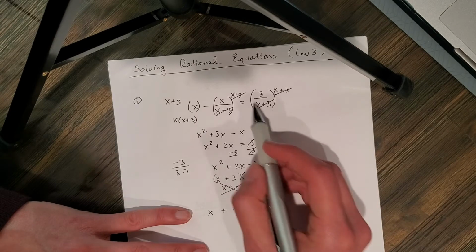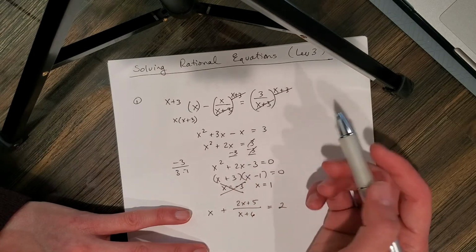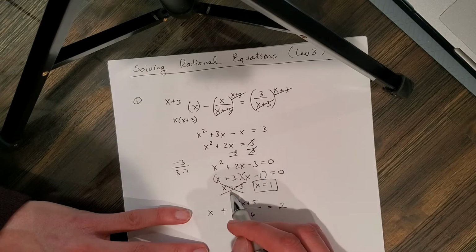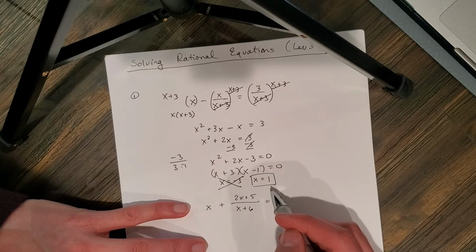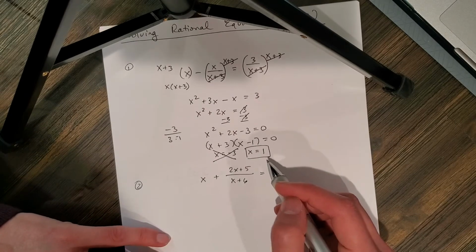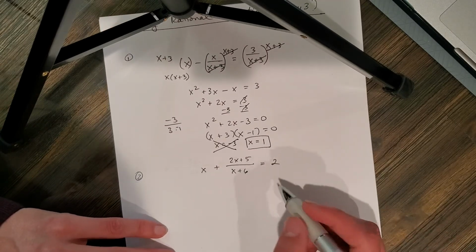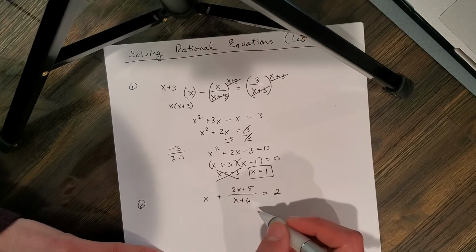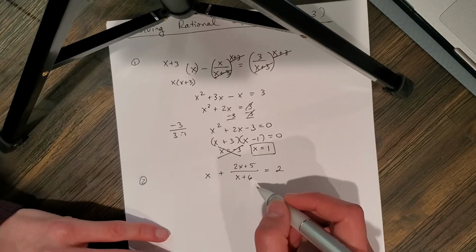1, on the other hand, if we do 1 plus 3, that gives us 4. We're fine. That's good. So looks like we have two solutions. One of them is extraneous and the other one is a true solution. Okay, and that's it. Let's keep going. Over here we have only one denominator and two non-fractions. So it looks like I'm only going to have to multiply by x plus 6 everywhere.